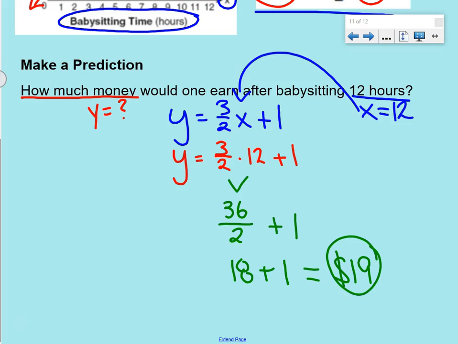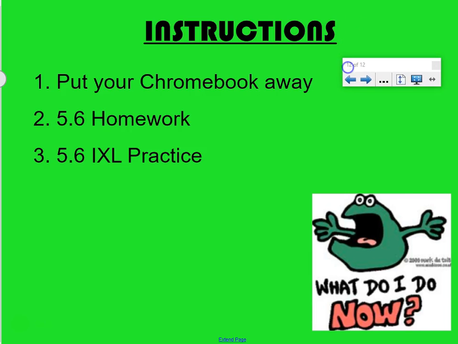All right, that's all the notes that I have for you today. So my instructions are to put your Chromebook away, complete the 5.6 homework. Then if you complete that and still have time left, you can take out your Chromebook and do the 5.6 IXL practice.